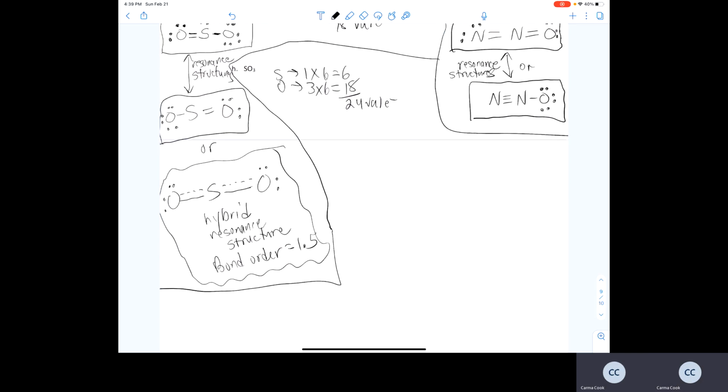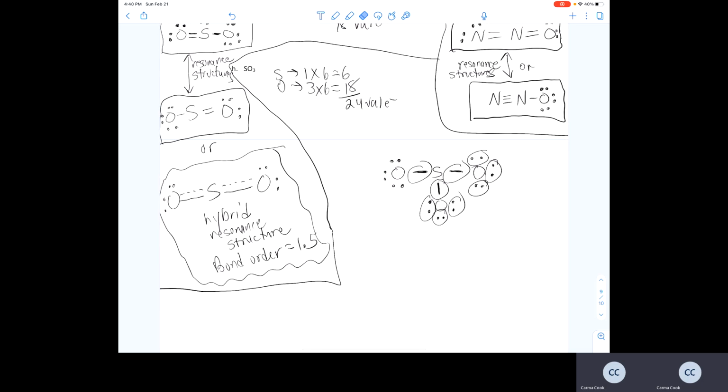Now for SO3, we've got a sulfur in the center connected to 3 oxygen atoms. And so we've put in 2, 4, 6 of the required 24 valence electrons. So we need to put in 18 more. 6 plus 18 is 24. We've already got 6, so now we need the 18. So 2, 4, 6, 8, 10, 12, 14, 16, and 18. All 3 oxygens are happy. They've got 2, 4, 6, 8 electrons around them.